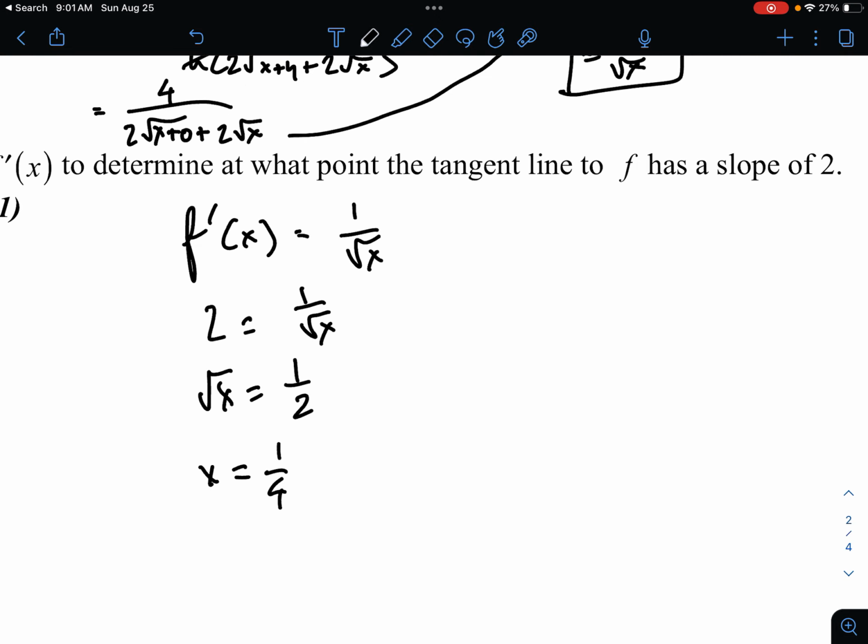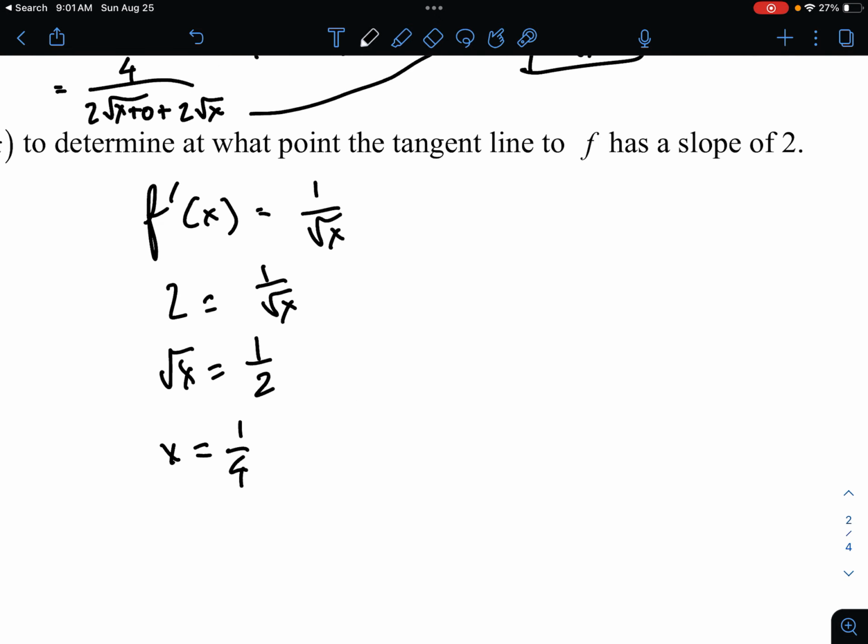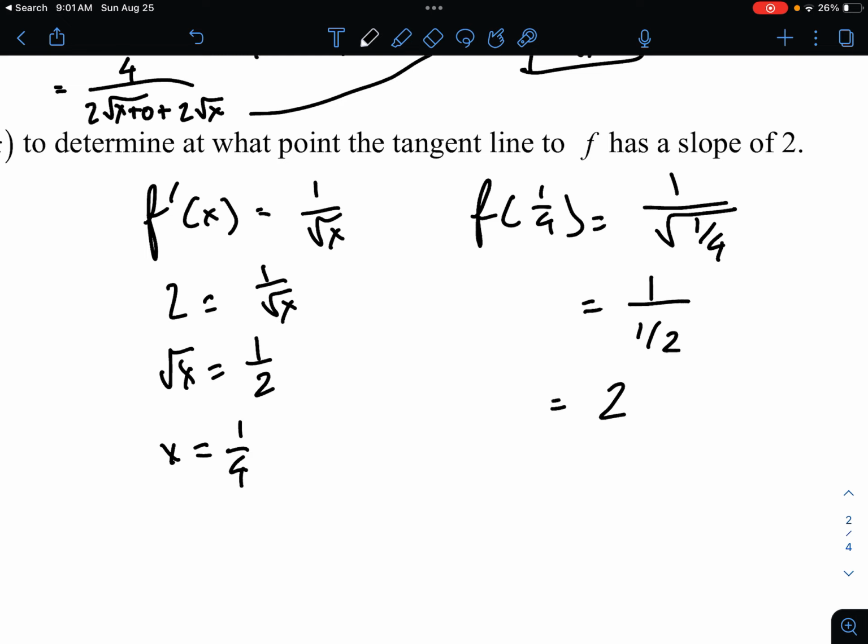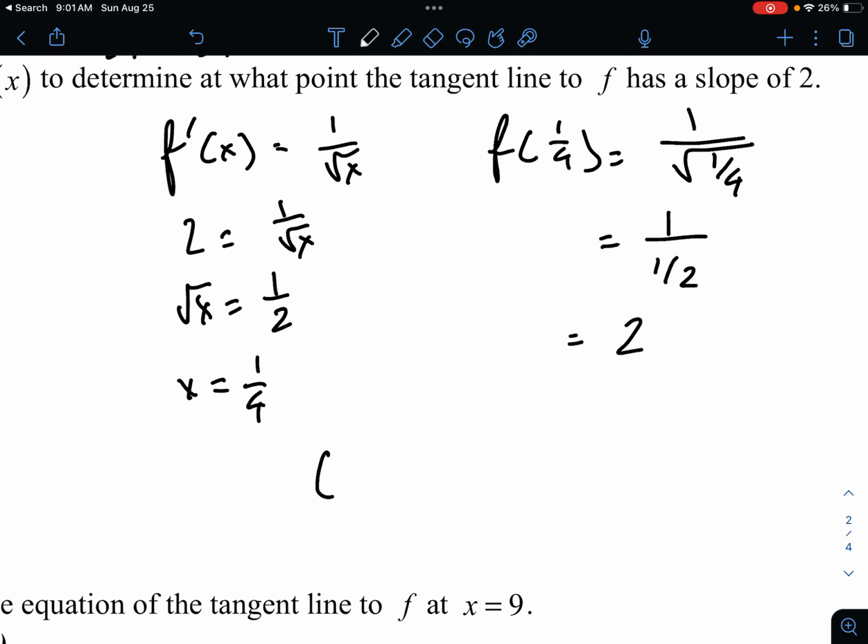I'm looking for the point, though. So then what I'm going to do is say f of 1/4 is equal to 1 over 1/4. So we get f, which is going to equal, I could just say 1 over 1/2, which is equal to 2. Yeah, it's equal to 2, just making sure I'm not rushing that. So we get 1/4, 2.